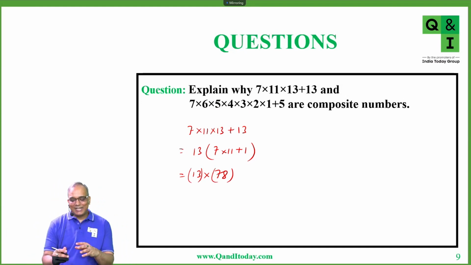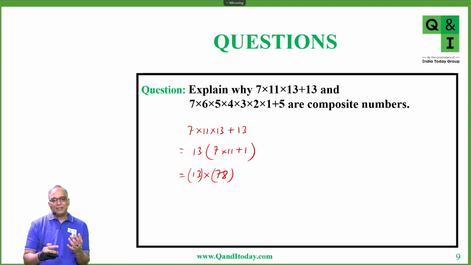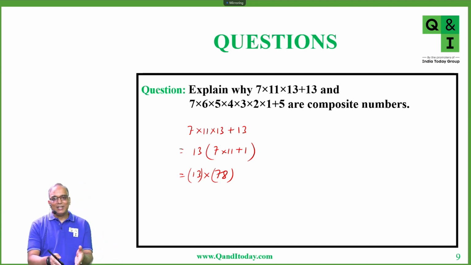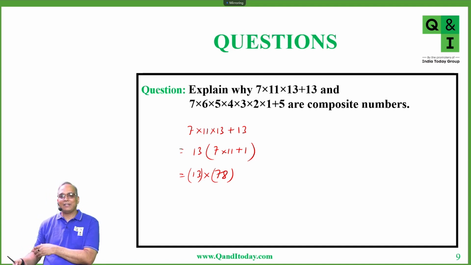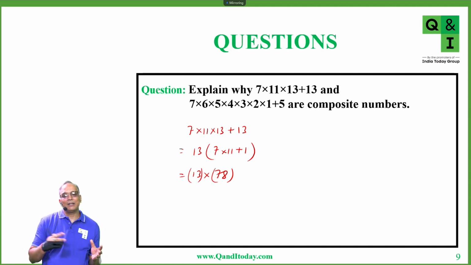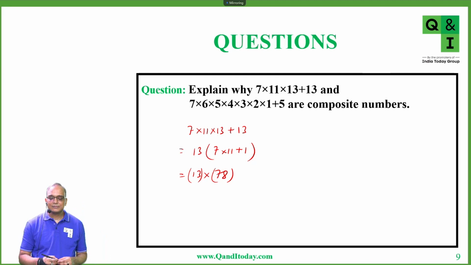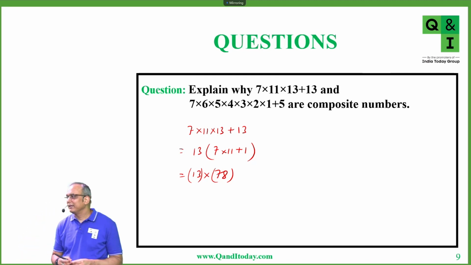But since it has more than two factors, other than one and the number itself, you have 13, and then 78 will have further factors, right? So these are factors which are more than one and the number itself. Now, since this number has more than 2 factors, that's why it is not prime and it is composite. Clear? Is it clear to everyone?